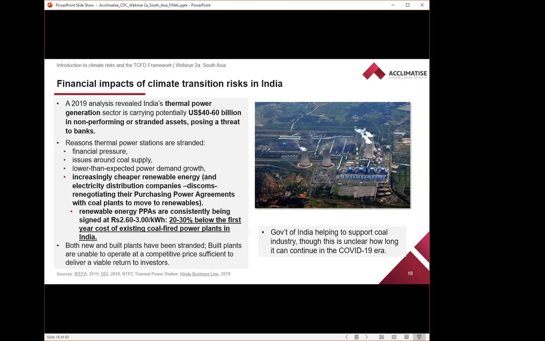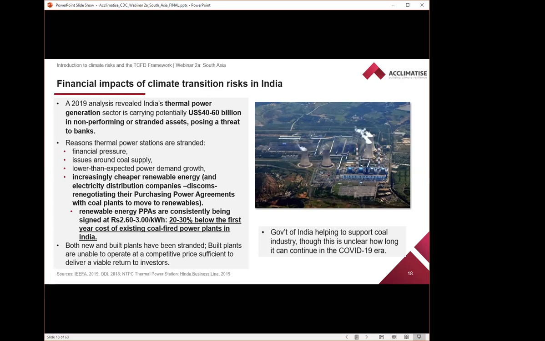Now, to be clear, there are multiple reasons why these facilities are becoming non-performing or stranded assets, and there's a list shown here on the slide. But the study did find that one of the contributing factors behind the stranded assets is increasingly cheaper renewable energy that we talked about. So we're seeing electricity power distribution companies called discoms already renegotiating their power purchase agreements, their PPAs, with coal plants in favor of renewable supply. And renewable energy PPAs are now consistently being signed at rates around 20 to 30% cheaper than coal.